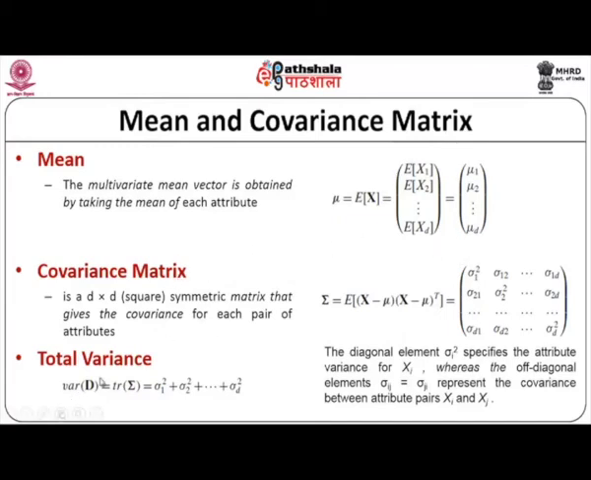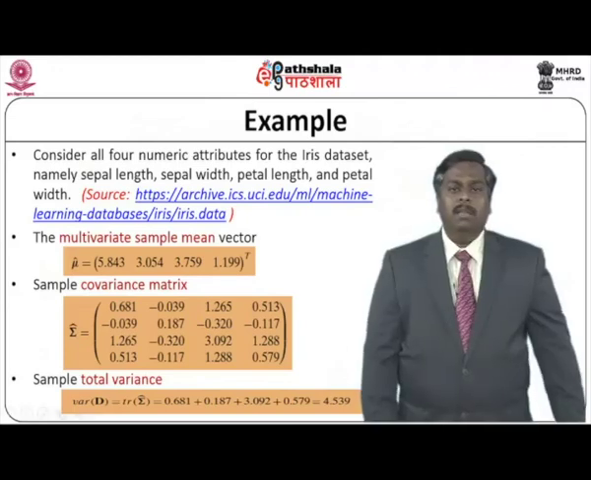The total variance hence may be defined as the sum of the variances with respect to the respective attributes. Here in this covariance matrix, you can find the diagonal elements specifying the covariance with respect to a specific dimension or attribute, and the off diagonal elements normally represent the covariance between attribute pairs, say for example xi and xj.